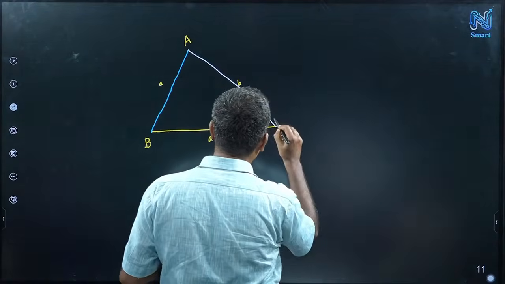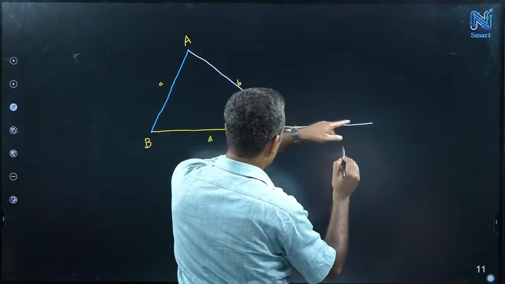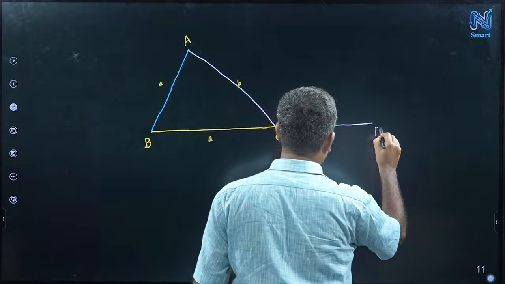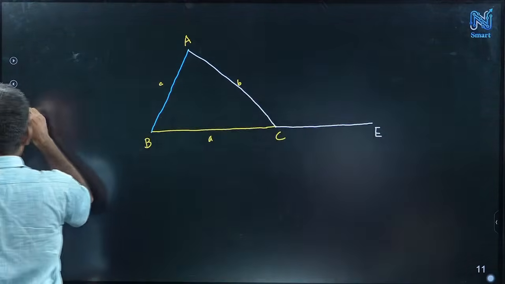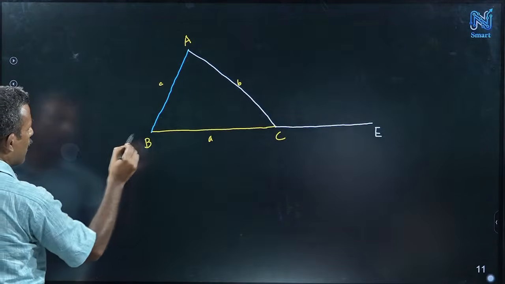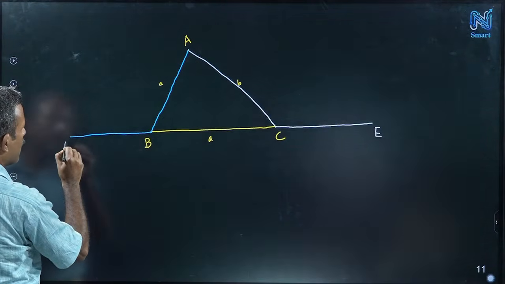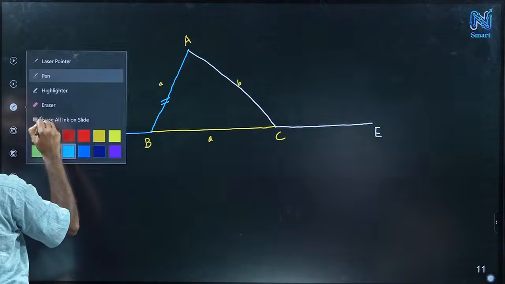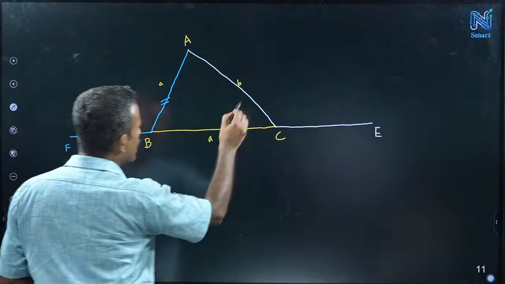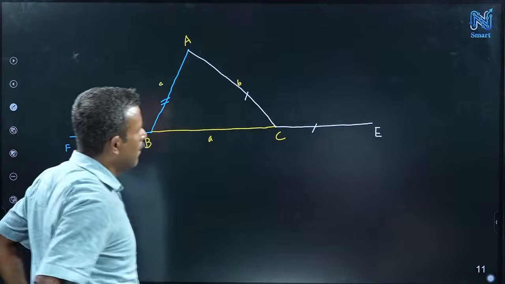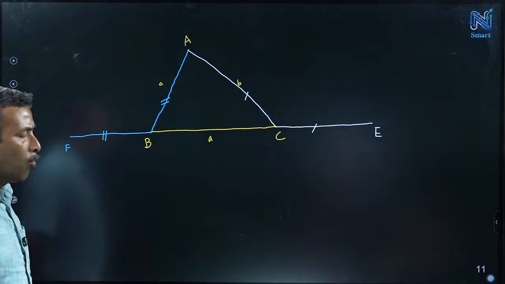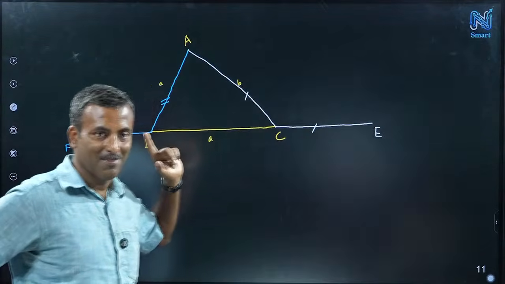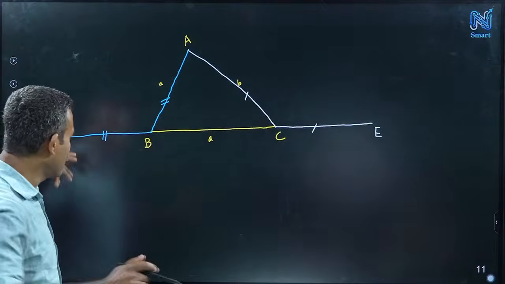So that means if you have this length, you can mark the same length here on the same line BC. So this point is say E, and this is say F. These two line segments are equal, and these two line segments are equal. Then what is given to us? These two points F and E are given to us, because we know the whole length A plus B plus C.